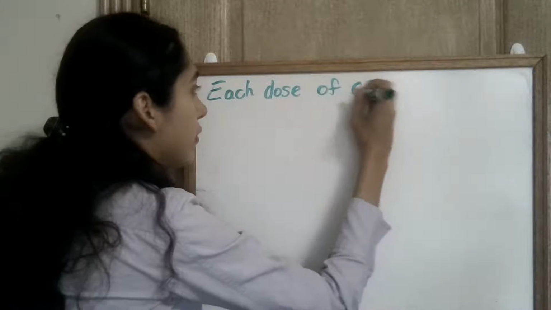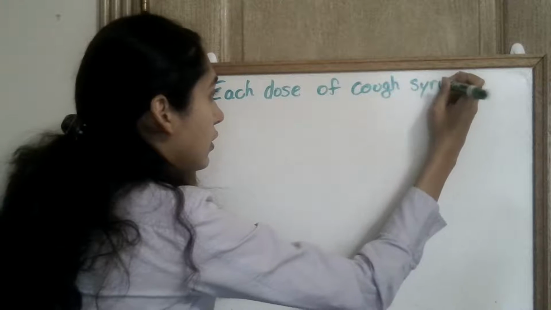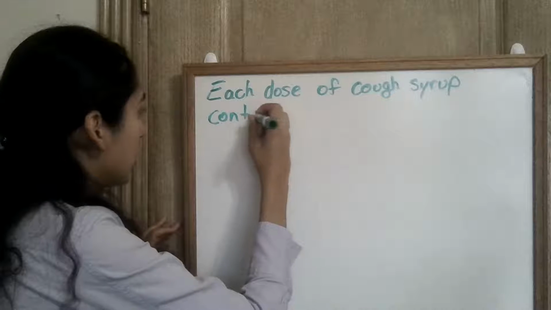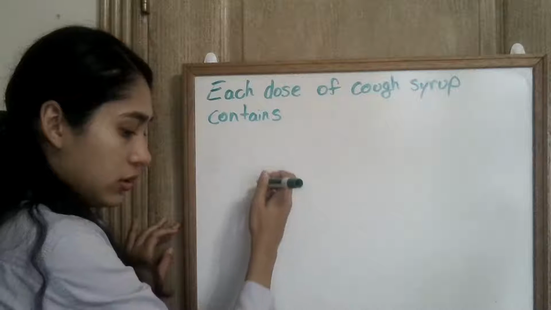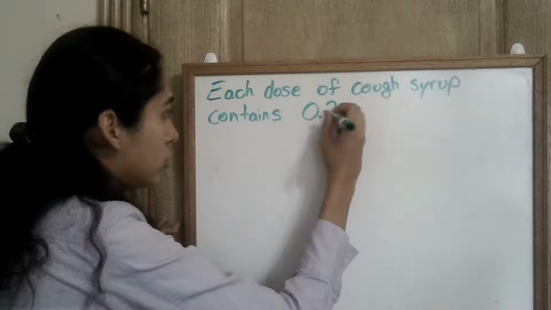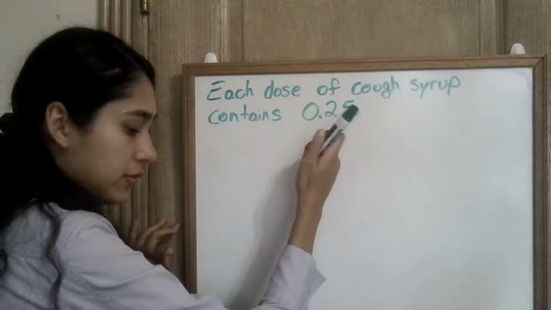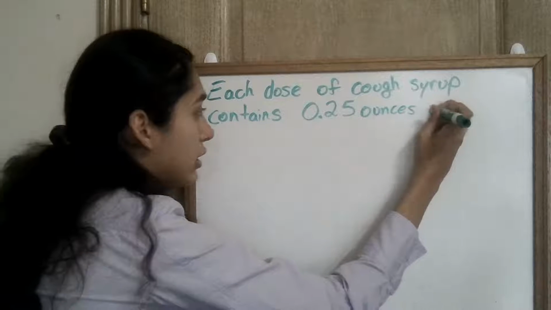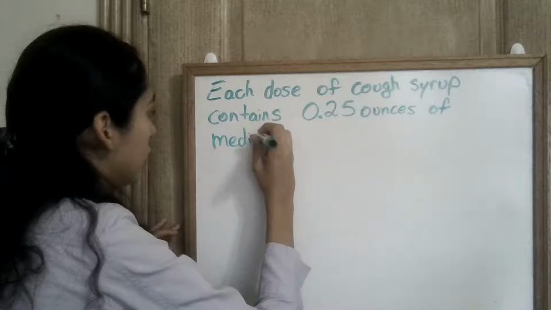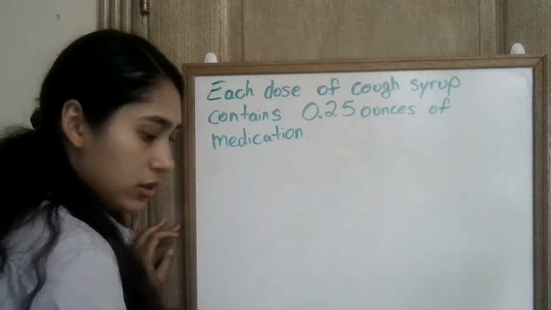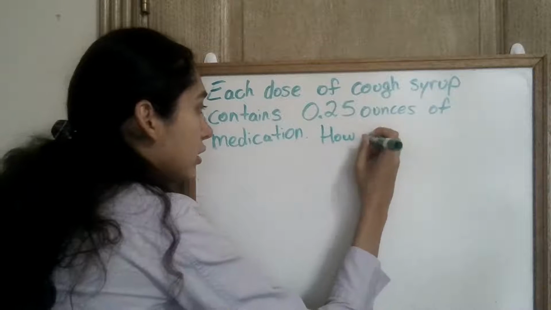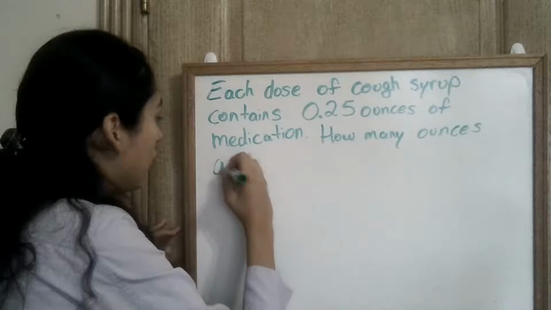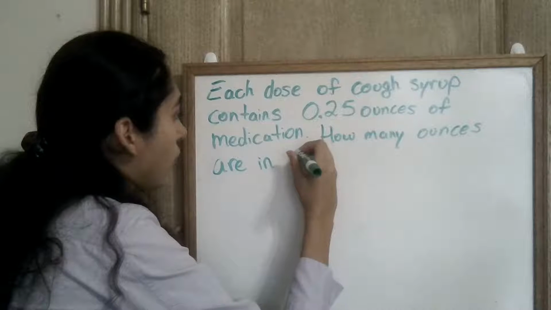of cough syrup contains 0.25 as a medication. How many ounces are in 5 doses?